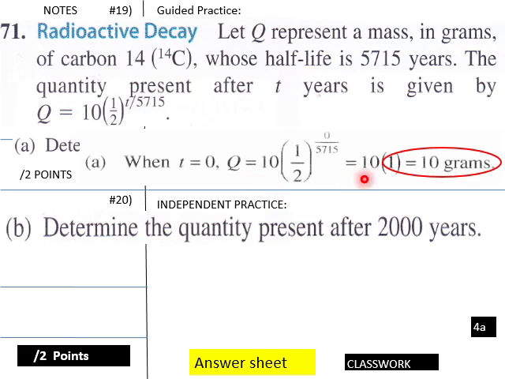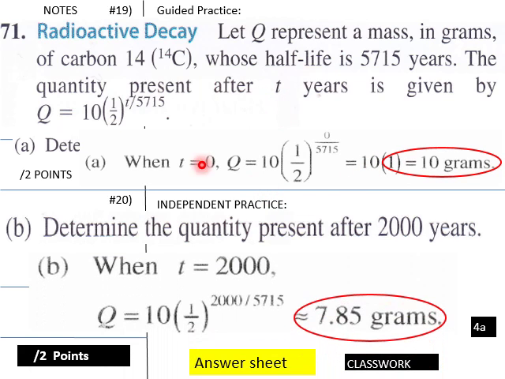When T equals 0, we start out with 10 grams. And then for B, when T equals 2,000, we have 7.85 grams. So we start at 10 grams of carbon-14, and after 2,000 years, we have 7.85 grams, using this formula and your calculator.